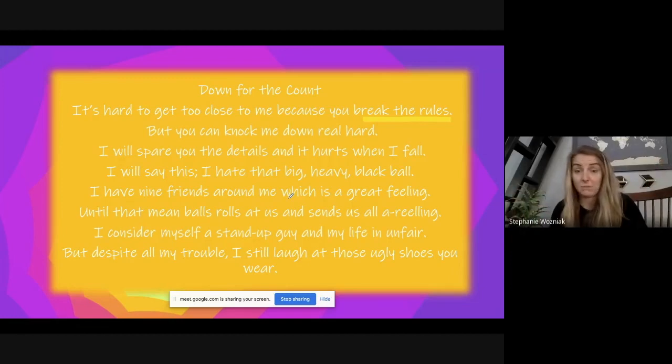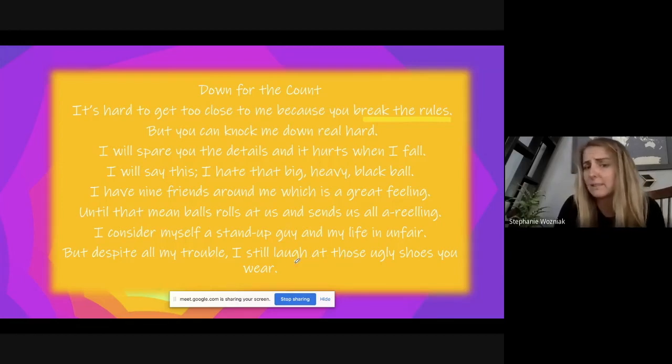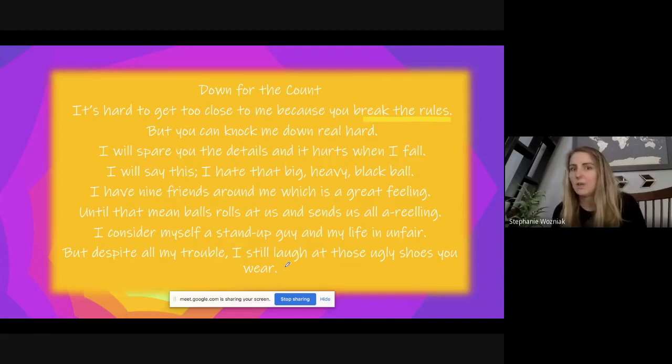and they go everywhere. So I consider myself a stand-up guy in my life and unfair. But despite all my trouble, I still laugh at those ugly shoes you wear. So in this game, you must wear certain shoes. So with all of this background knowledge that I have and what the text is saying, what do we think the author is talking about?